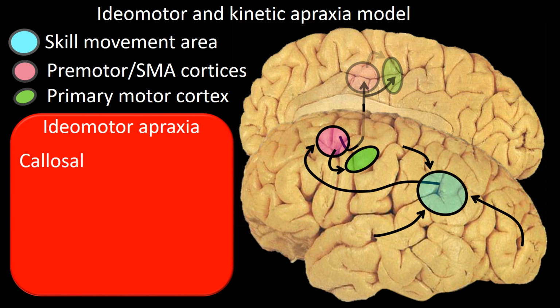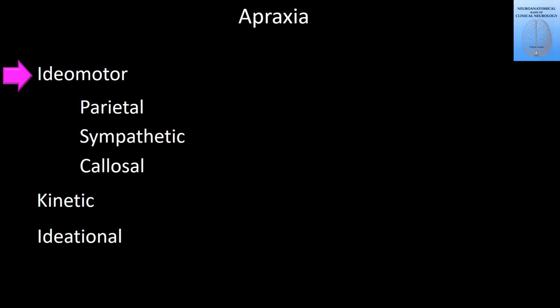The last type of ideomotor apraxia is called callosal ideomotor apraxia. Here, the apraxia involves only the left arm. The lesion is in the genu of the corpus callosum, preventing the information regarding the skill act to be transferred from the left dominant hemisphere to the right. So we have explained ideomotor apraxia, and we will now move to explain kinetic apraxia.